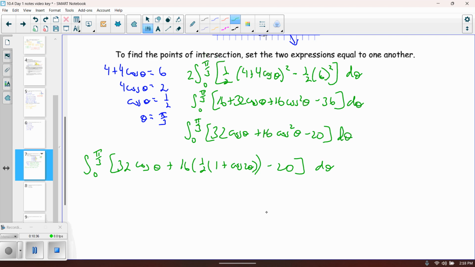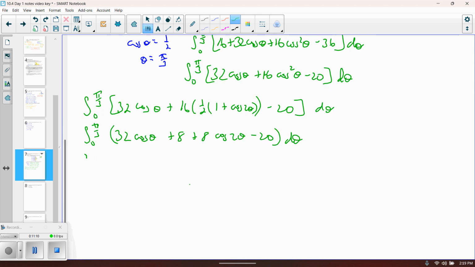And let's simplify what we've got on the inside there. So we're going to have 32 cosine of theta. 16 times 1/2 is 8. Distributing that into the 1 is going to be 8. Distributing that into the cosine of 2 theta will give us 8 cosine of 2 theta minus 20. And the only other thing that we can combine are our constants here. We've got an 8 and a negative 20, so that should give us a minus 12 at the end there. And then we'll be ready to take antiderivatives.